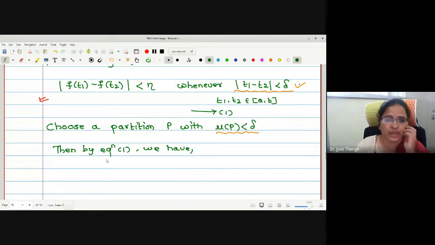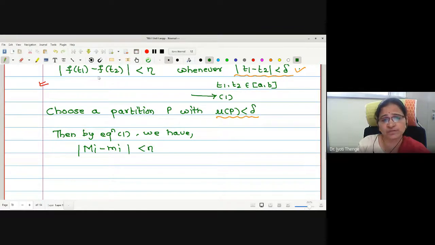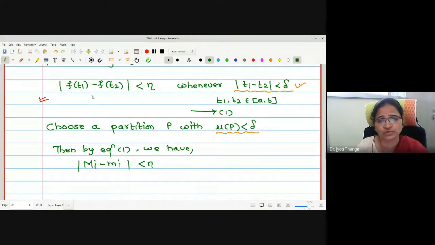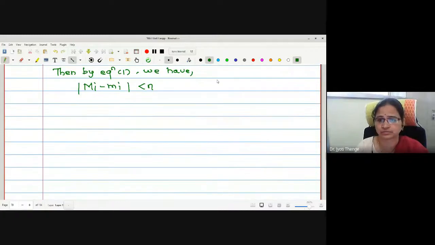what we have? May I write suprema minus infima less than eta? Because as the function is continuous, suprema is nothing but one of the function values, infima is nothing but one of the function values, and we were claiming the difference between any two arbitrary function values is less than eta. Correct? Let us try to make the figure very clear again.